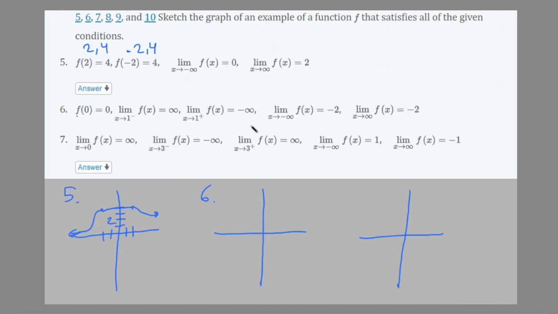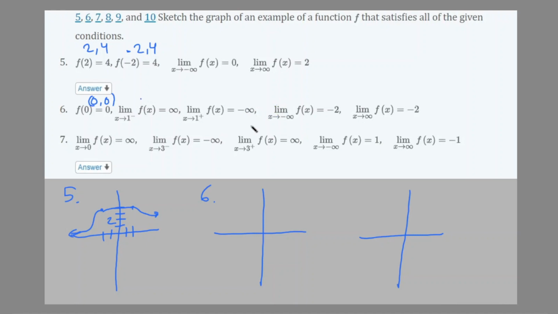And let's try number 6. So f of 0 equals 0. So 0, 0 is our first point, and our first limit is as x goes to -1, f of x goes to infinity. So what this is implying is that we have a vertical asymptote at -1. I mean, not -1, 1 from the left side. And then this limit is telling us that when x goes to 1 from the right side, we have a vertical asymptote at negative infinity.